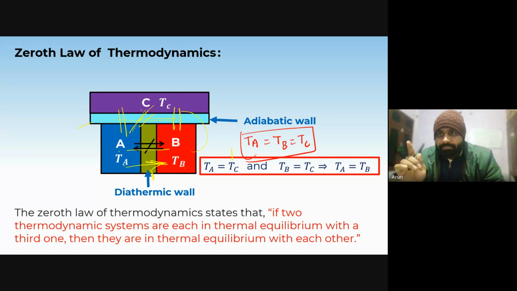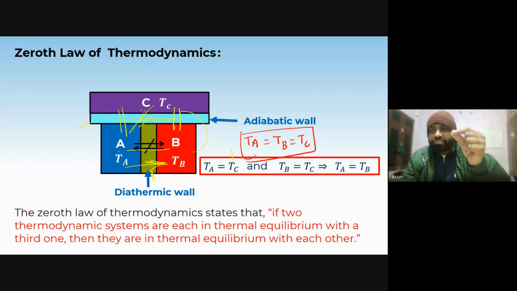So if two systems are in thermal equilibrium and there is another system which is in thermal equilibrium with these two individually, we must say that these three systems are in thermal equilibrium, and this is the zeroth law of thermodynamics. So if two thermodynamic systems are each in thermal equilibrium with a third one, then they are in thermal equilibrium with each other. Got it? I hope you got it. It's a very simple law.